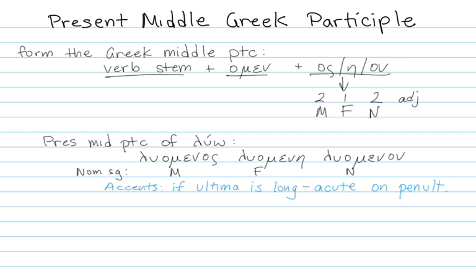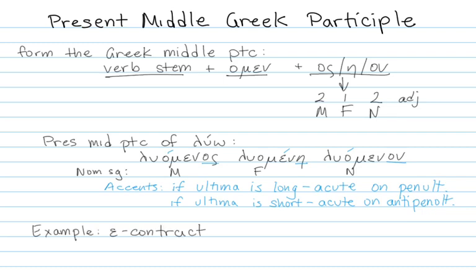So now let's talk about the accent rules. Fortunately, the accent rules for verbs are simpler than for nouns. The basic rule: if the last syllable, the ultima, is long, you put an acute on the penult. That applies to the feminine, luomene. And then if the last syllable, the ultima, is short, then you put an acute on the antepenult, the third to last, which applies to our masculine and neuter, luomenos and luomenon.